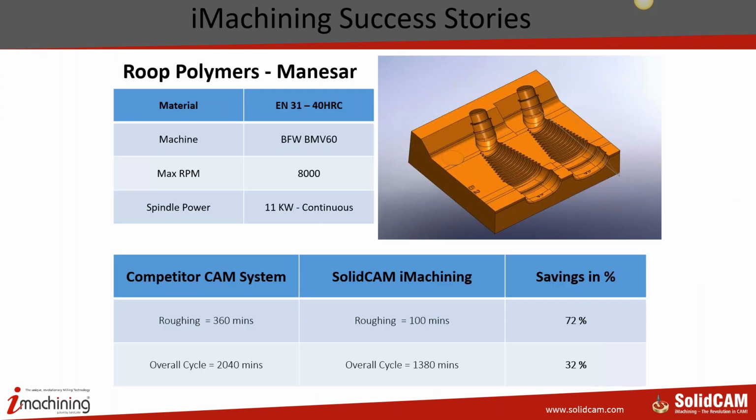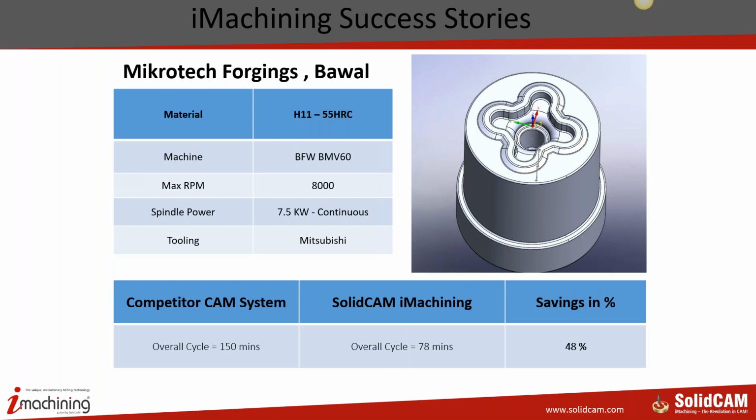Roop Polymers at Manesar, on an EN31 40 HRC, BMW 60: roughing took 360 minutes on our competing CAM solution, and 100 minutes with iMachining. Total cycle time came down from 2000 minutes to 1380, which is about 32% on the overall cycle.